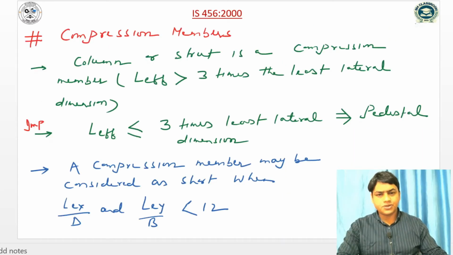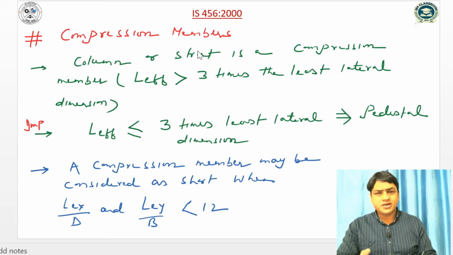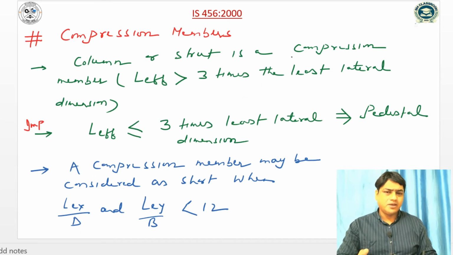So let us discuss the codal provision related to the compression member. The code says that a column or strut is a compression member whose effective length is greater than 3 times the least lateral dimension. If the effective length is less than or equal to 3 times the least lateral dimension, then it is called a pedestal.